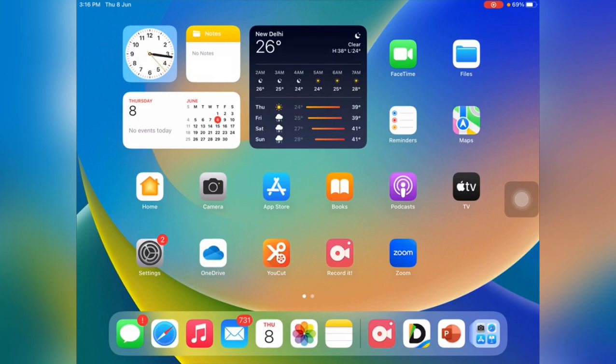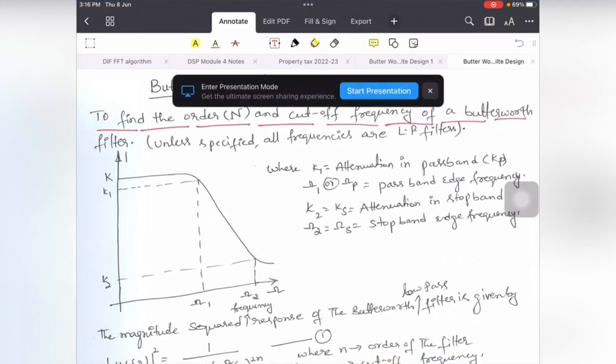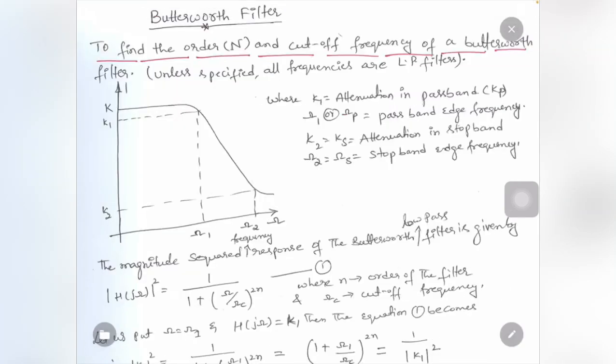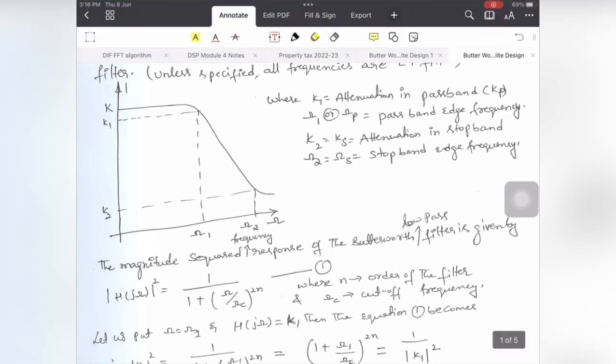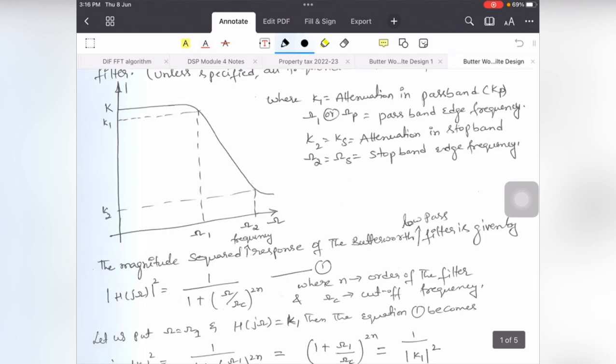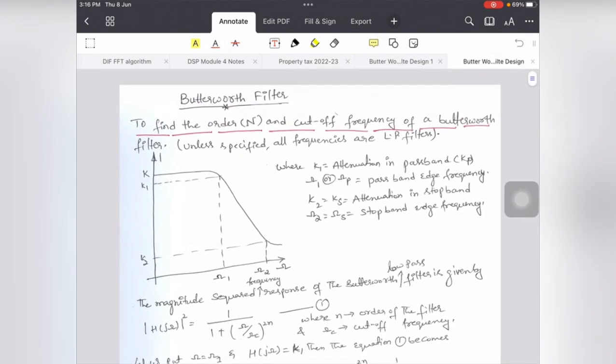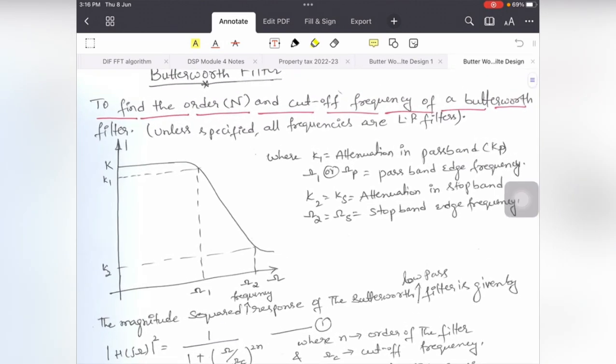Today I am going to start the analog filter design. In that I will discuss how to design the analog filter, especially in that I am deriving the equation for the order of the filter n. Let us consider the question. It goes like this: to find the order of the filter n and cutoff frequency omega c for a Butterworth filter.